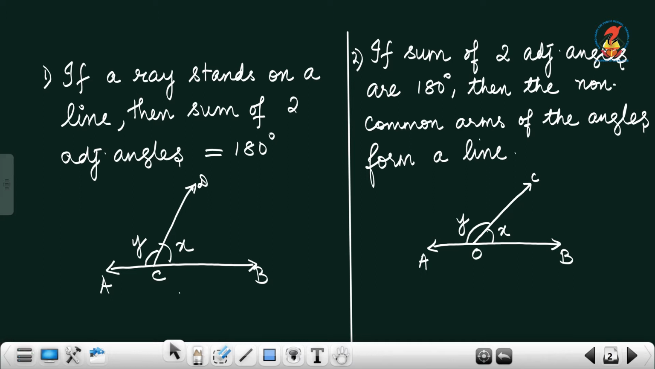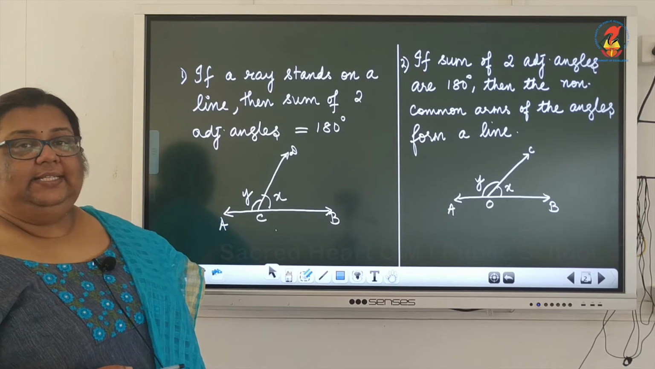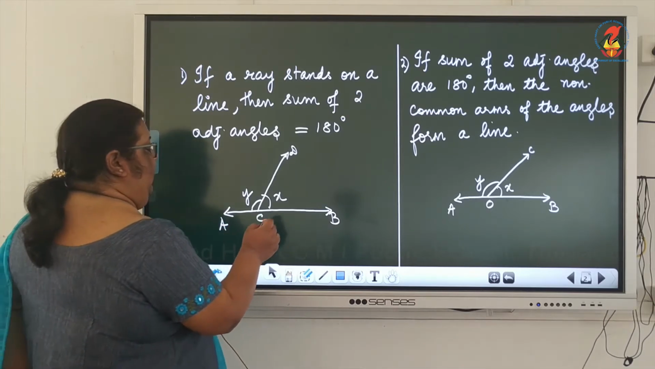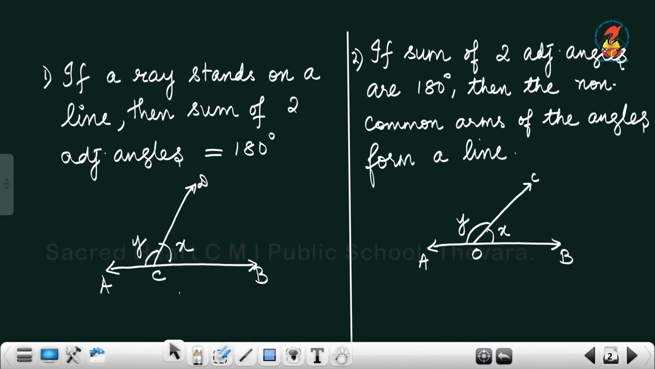Now here there is a line AB. A ray CD stands on the line AB. Then two adjacent angles are formed. What are the names given here? Angle x and angle y. So if a ray CD stands on the line AB, then the sum of the adjacent angles will be equal to 180 degrees. That means if I add the adjacent angles, I will get 180 degrees.